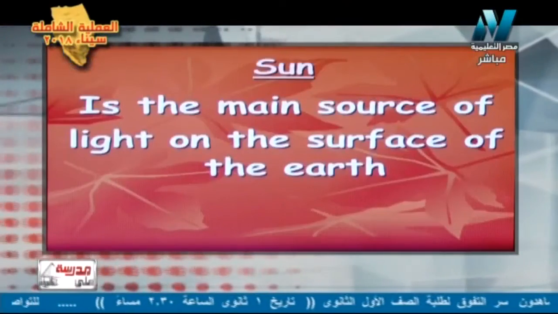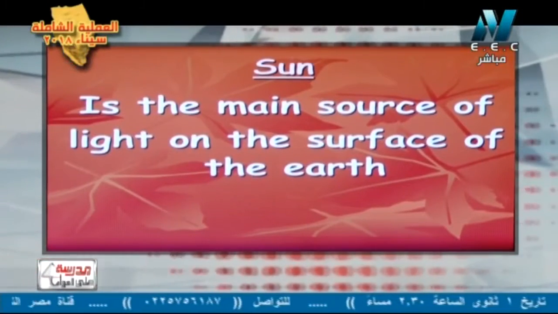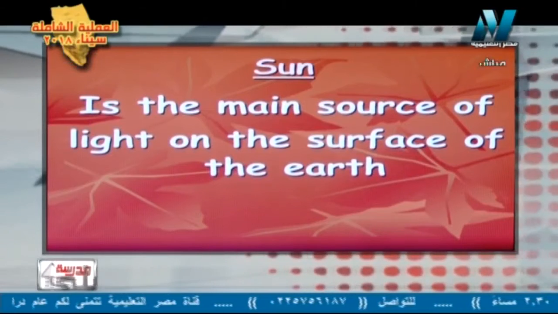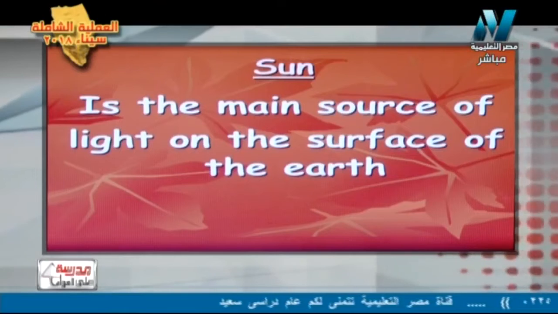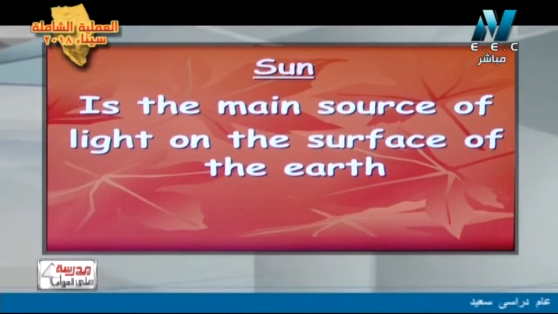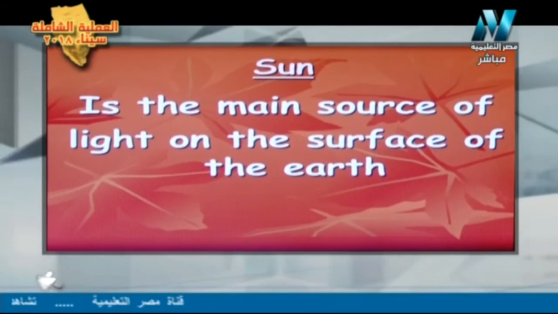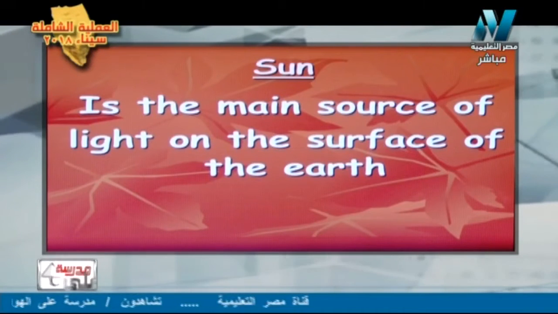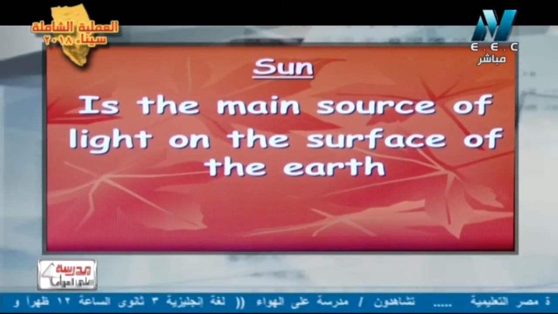So let us start this lesson with the first definition we will study: the sun. What about the sun? We know that the sun is the main source of light on the surface of the earth. And also we know that the sun is the main source of heat energy, not light only, but also heat energy. Again, الشمس هي المصدر الرئيسي للضوء على كوكب الأرض. Again, the sun is the main source of light on the surface of the earth.